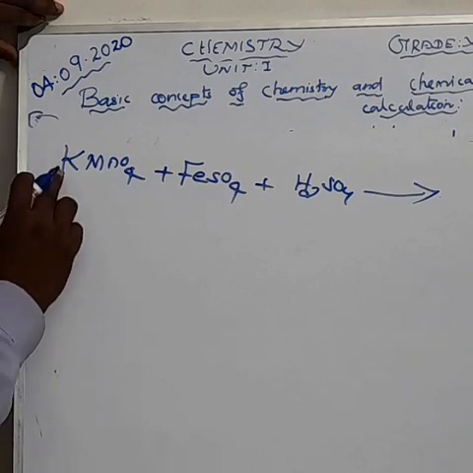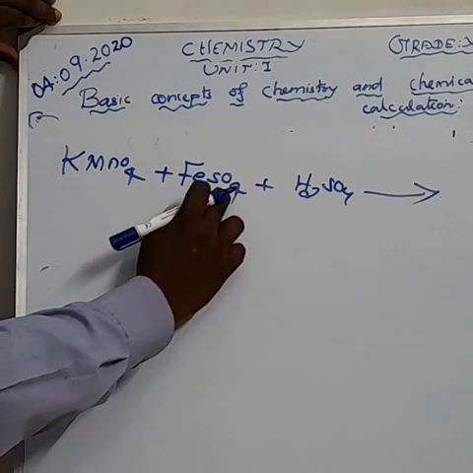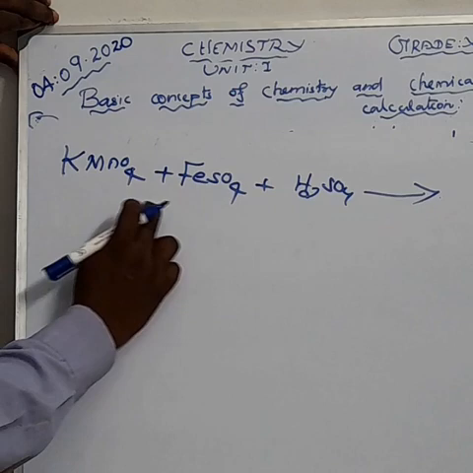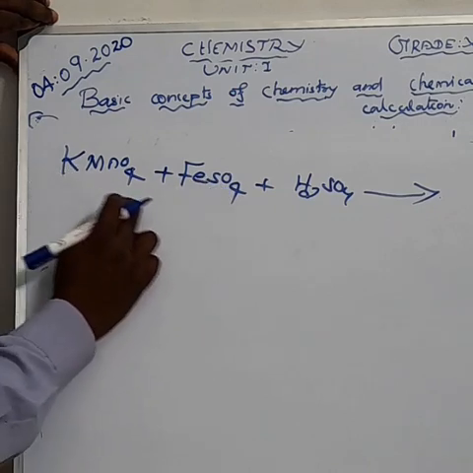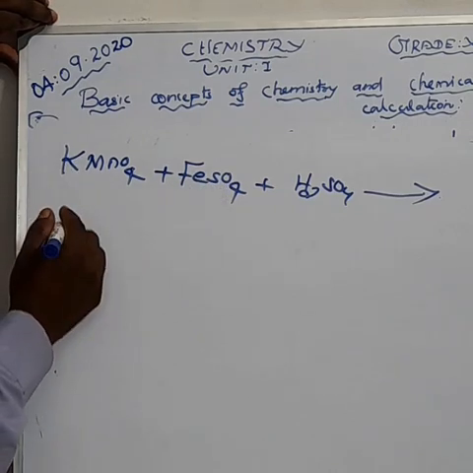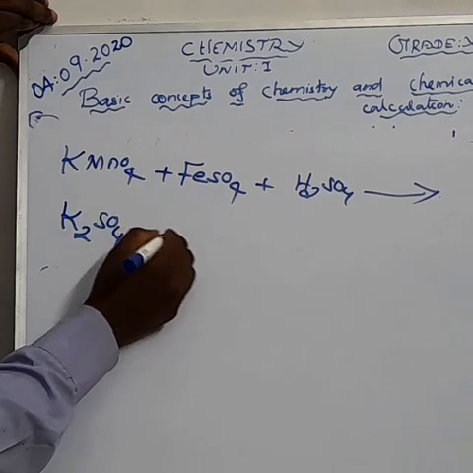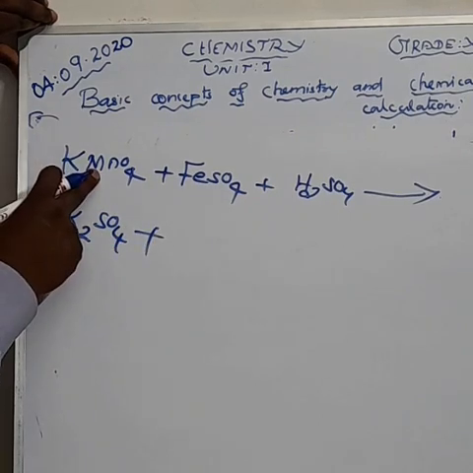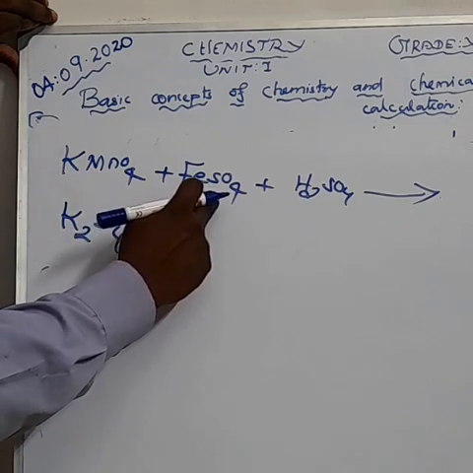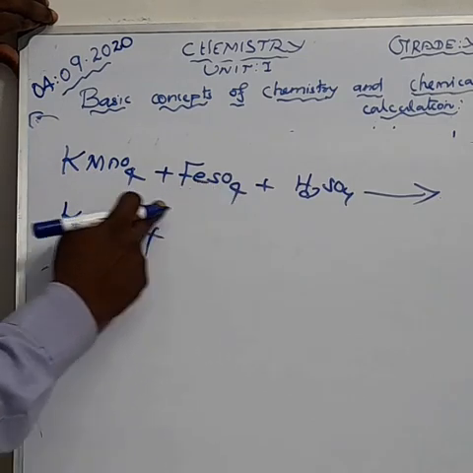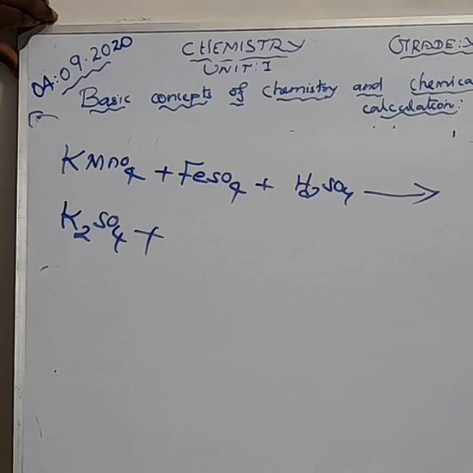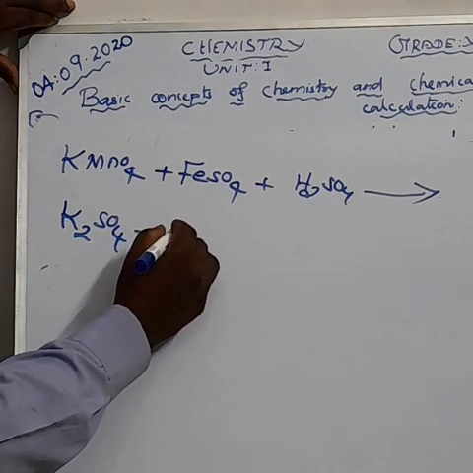First product, potassium combines with sulfate. What is the product? K2SO4. Clear? Like that, manganese also combines with the sulfate. What is the product? MnSO4.